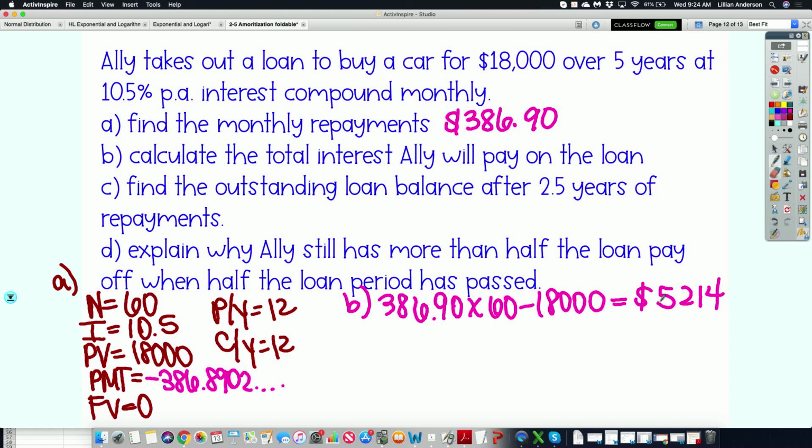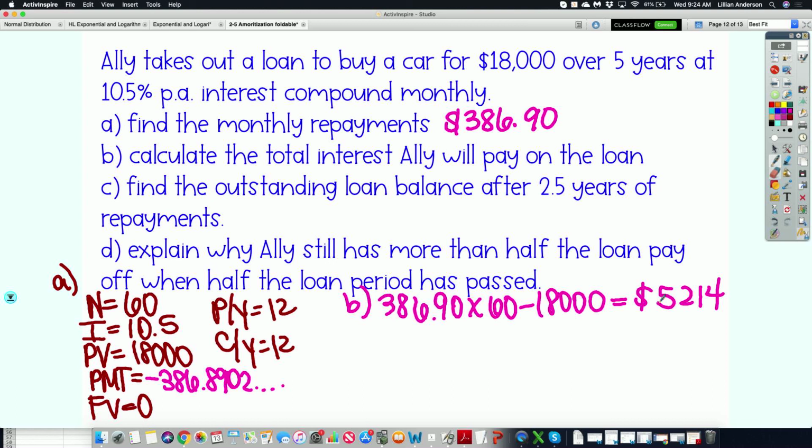So like I said, that 10.5% is too much. $5,000 in interest, that's a lot. That's almost about 25% more on top of that. That's ridiculous. But we're going to find the amount of the outstanding loan after halfway. We're going to figure out how much this car is worth halfway through the life of the loan.